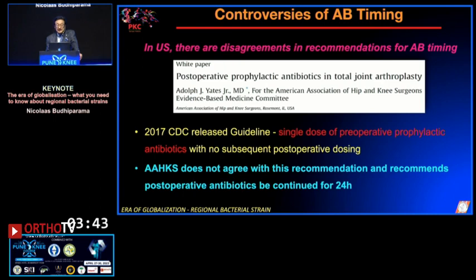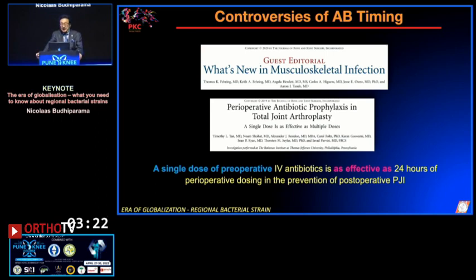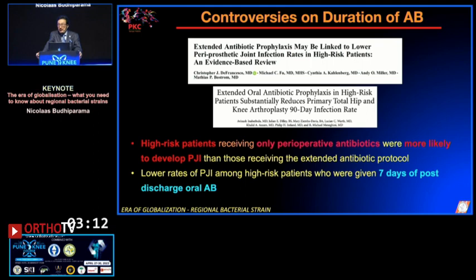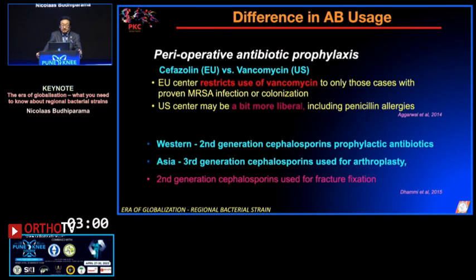In the United States, we know that there is disagreement in recommendations for antibiotic timing. Since 2017, the CDC has released guidelines that a single dose of preoperative prophylactic antibiotic is enough. But HKS does not agree with these recommendations, and they recommend postoperative antibiotics be continued for 24 hours. Later, Tom Fehring and Timothy Tan showed a single dose of preoperative is as effective as 24 hours. But we have to be careful. The latest publication shows that high-risk patients receiving only perioperative antibiotics were more likely to develop PJI. So they give it for about 7 days.